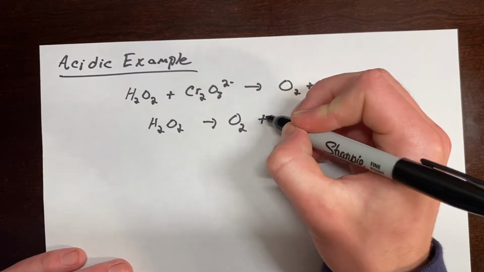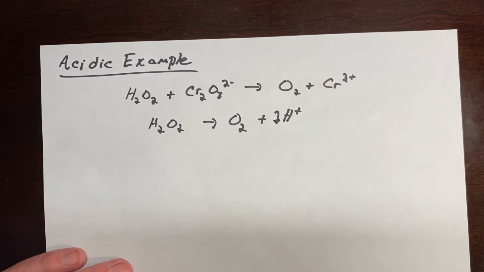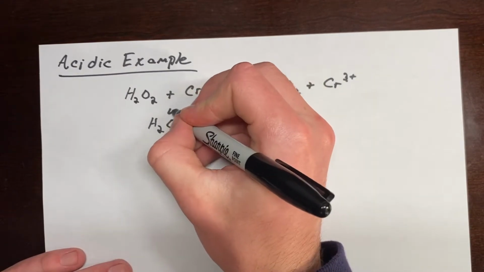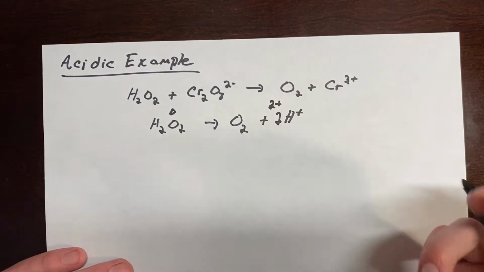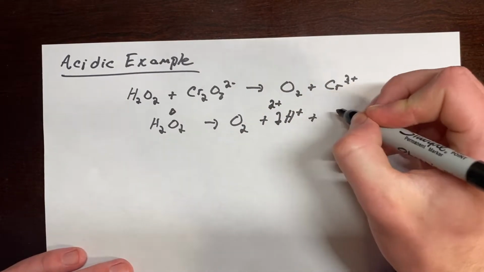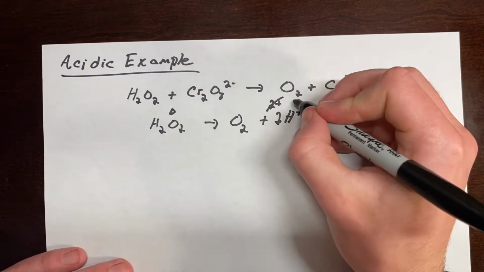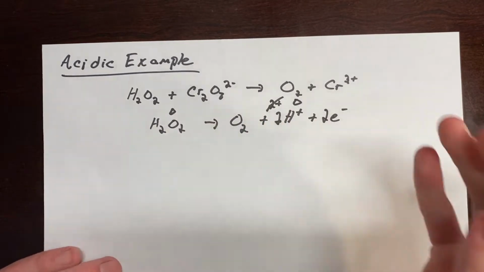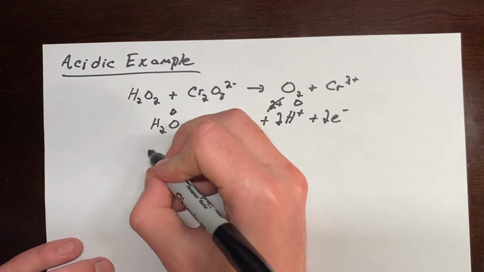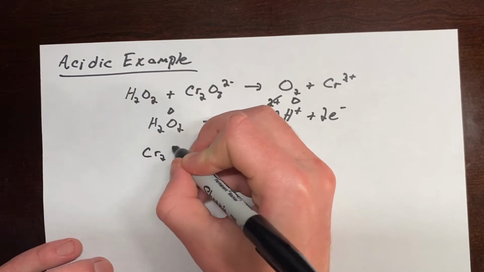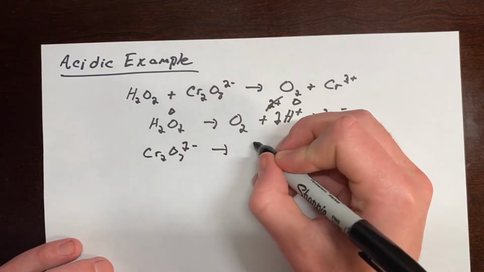And so we're only going to add 2 hydrogen ions over there. But now we have 0 charge over here and 2+ charge over here. And so to get rid of that charge, we're going to add 2 electrons. So now the charge is 0, and we have equal charges and equal elements on both sides. And so now we're going to move on to our second half equation, which will be dichromate to form chromium.